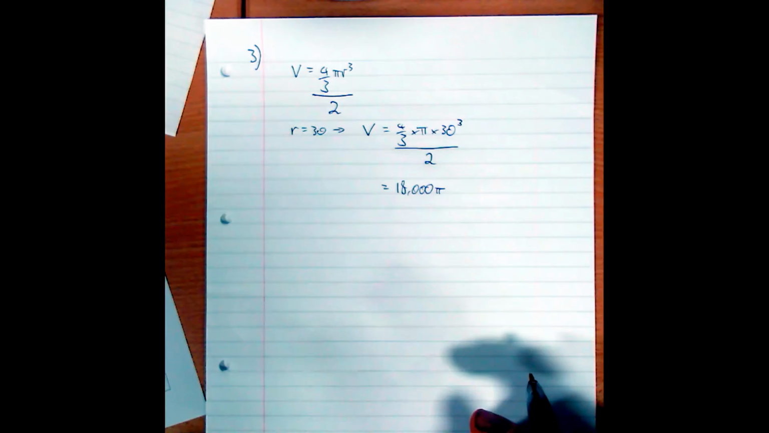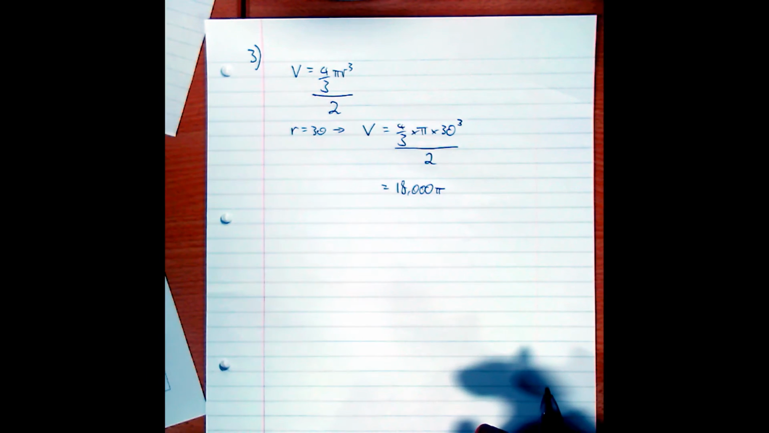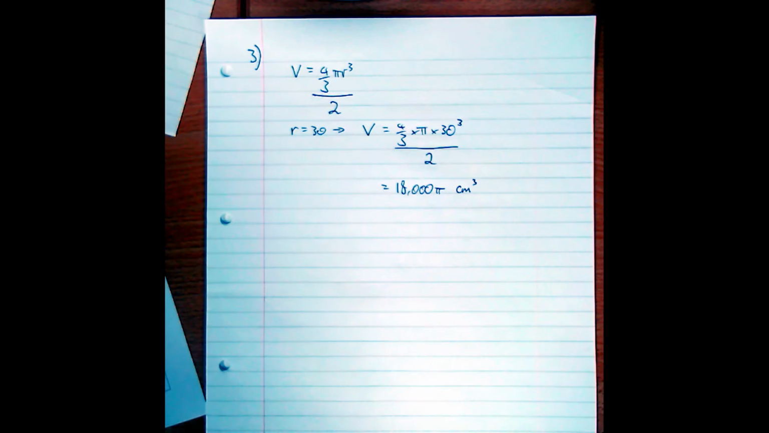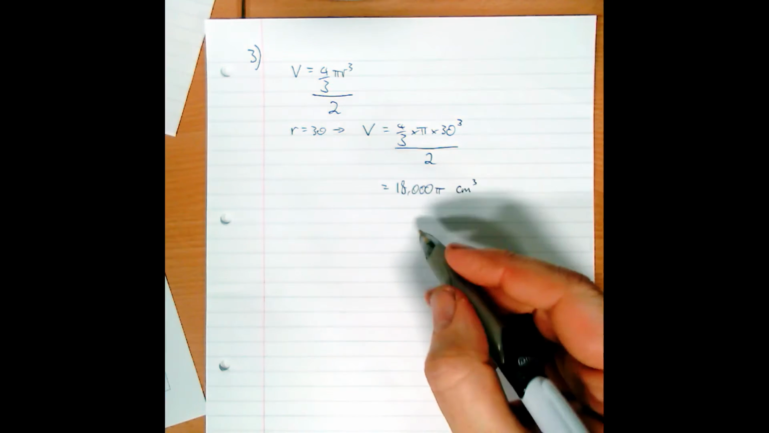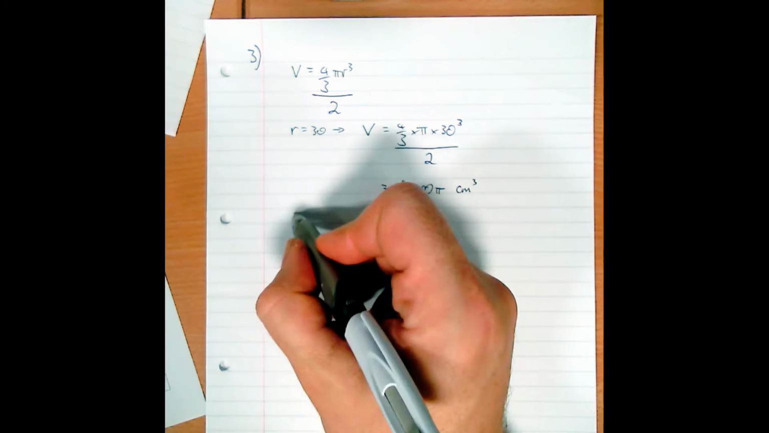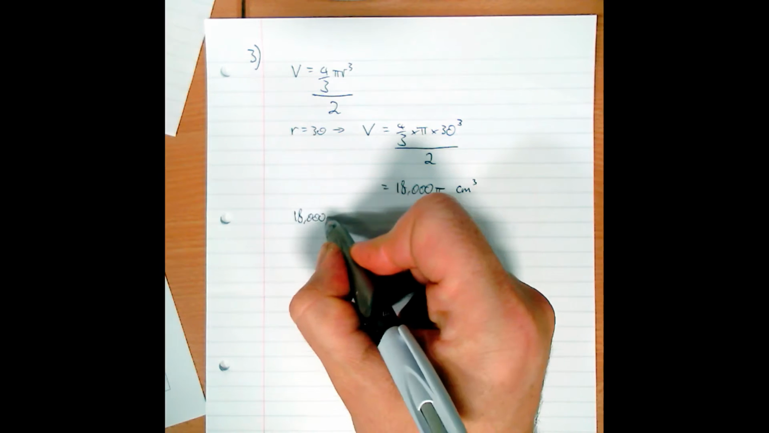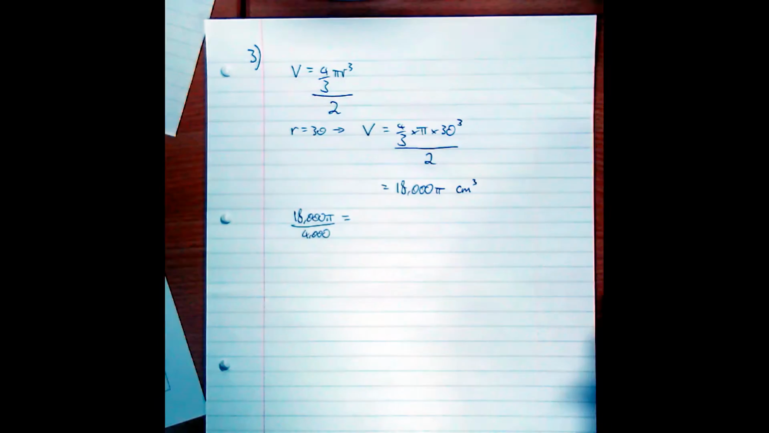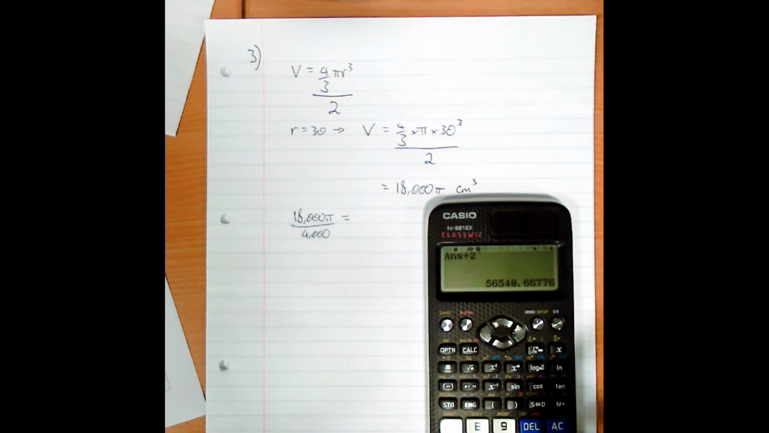So that's the volume of the hemisphere, in centimetres cubed, and I want to know, does it take more or less than 15 minutes? I'm going to use my calculator and say, how many lots of 4,000 go into 18,000 pi? 18,000 pi divided by 4,000 will tell me how many minutes it takes to fill.